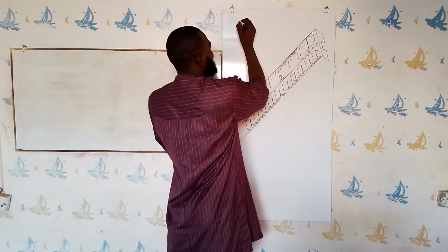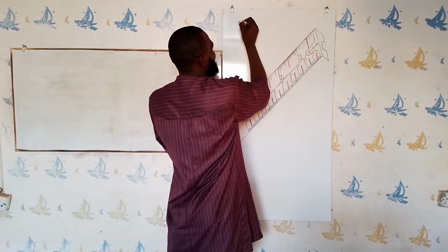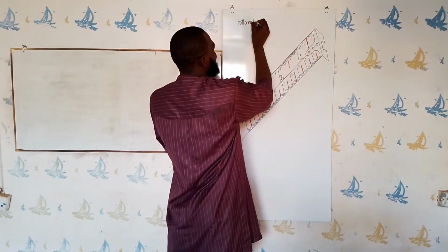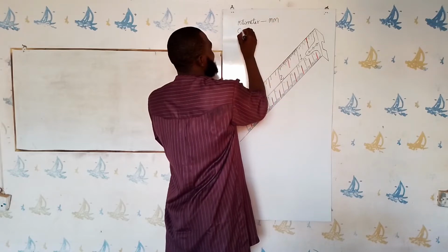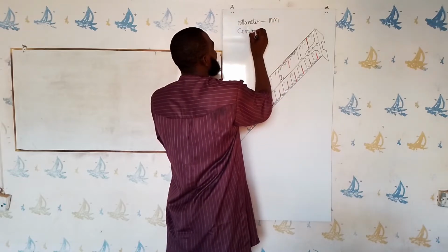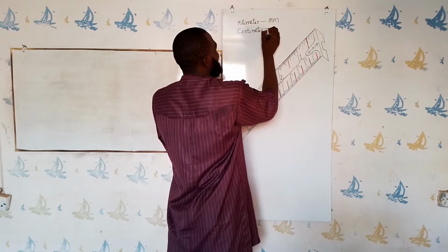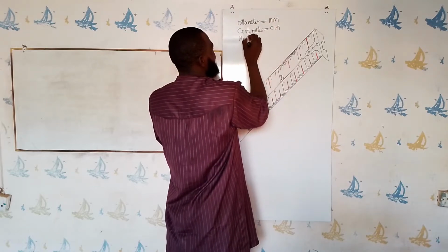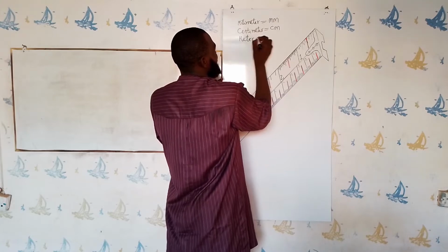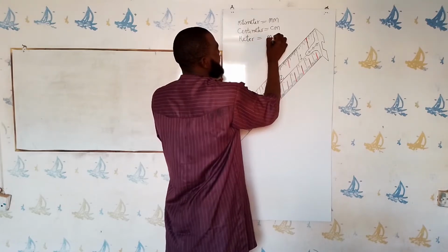The first one is the millimeter, which is denoted as mm. Second is centimeter, which is denoted as cm, while the last one is meter, which is denoted as m.